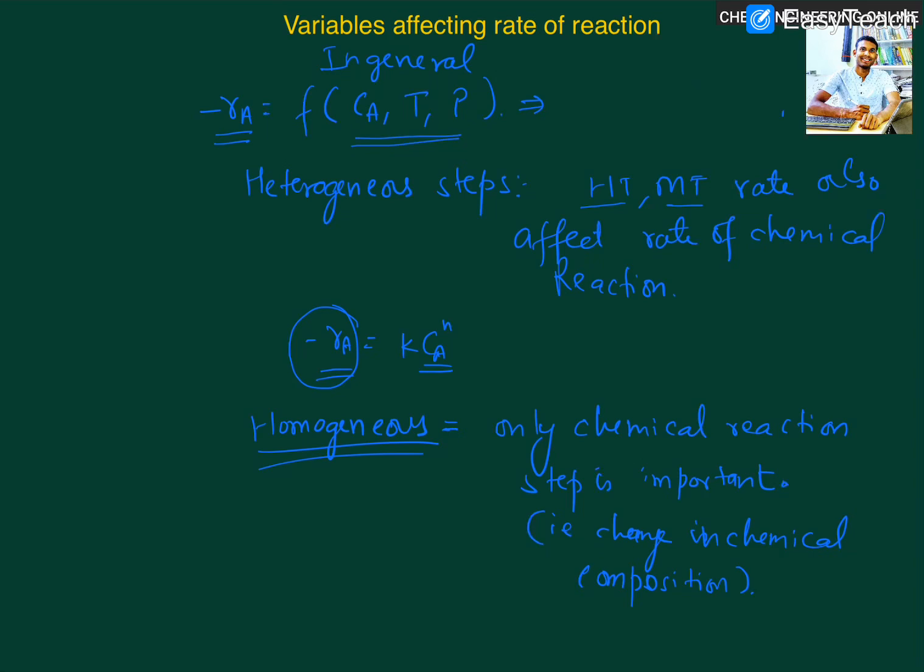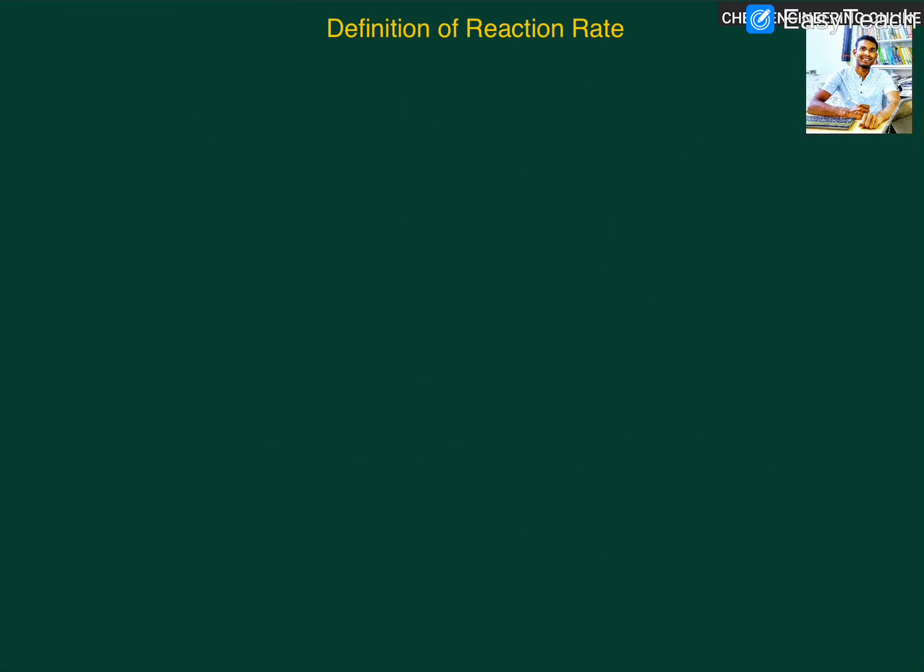So in general, concentration, temperature and pressure affect the rate of reaction, but when heat transfer rates and mass transfer rates also affect the rate of reaction, that is called heterogeneous reaction. So these are the heterogeneous steps involved in heterogeneous reactions. So in general we say that these are the three variables that affect the rate of reaction, but in heterogeneous reaction, heat transfer and mass transfer also affect the rate of reaction.